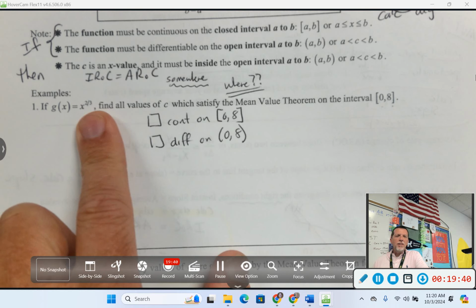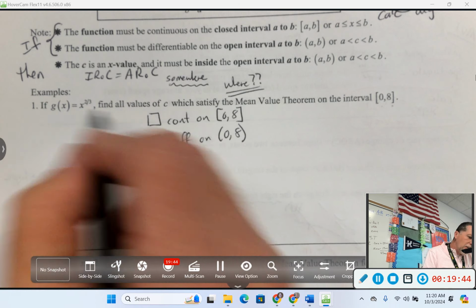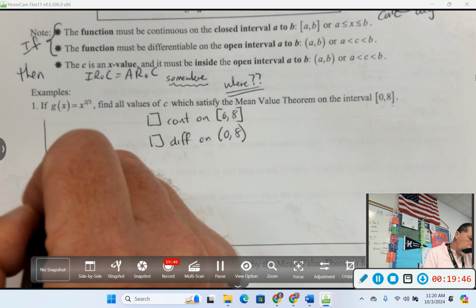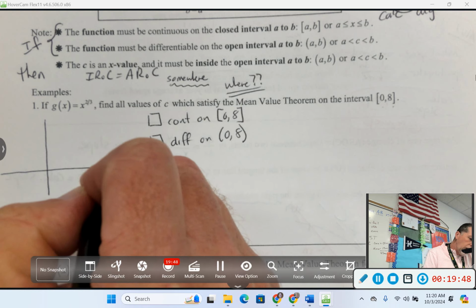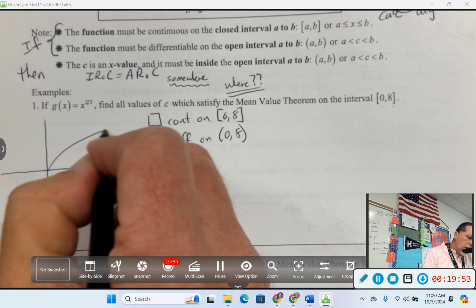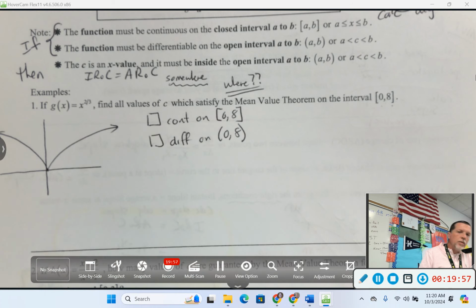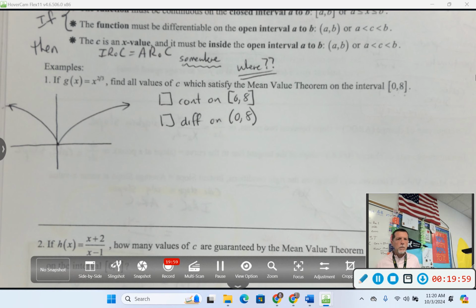All right, you're probably not super familiar with what x to the 2/3 looks like, so I'm going to give you the graph, and then I think we'll be able to answer those two questions. Let's see, x to the 2/3 looks a little bit like that.